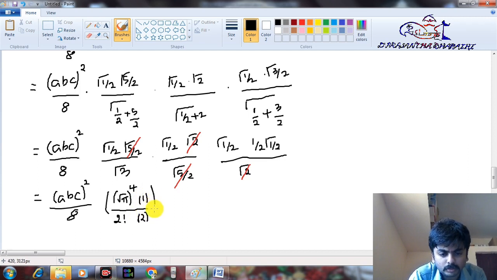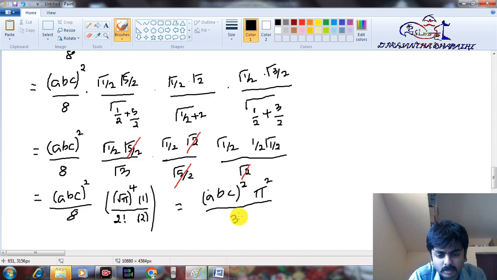So we are having (abc)^2 into root pi power 4, which is pi square, divided by 2 factorial is 2, 2 is also 2, 2 into 2 is 4, 8 4s are 32. So we get pi (abc)^2 divided by 32.